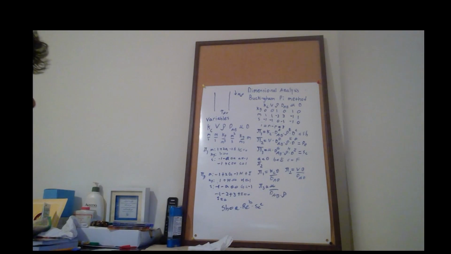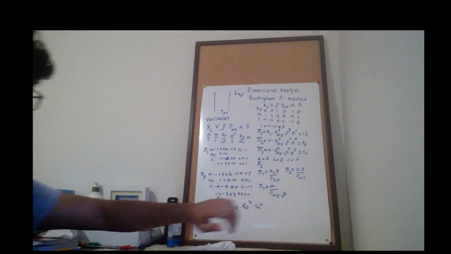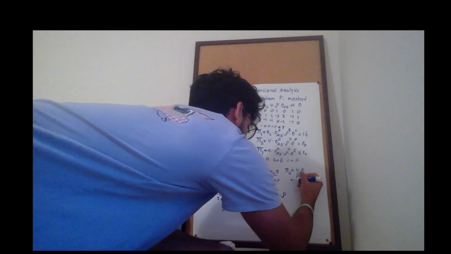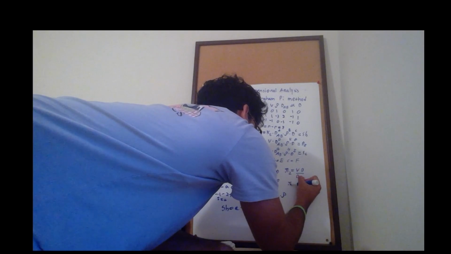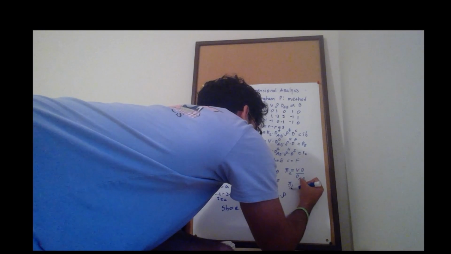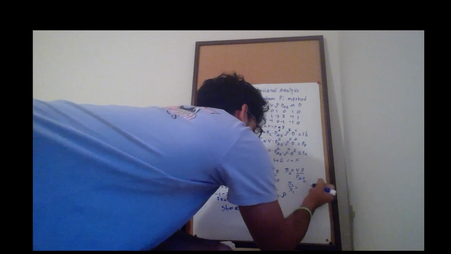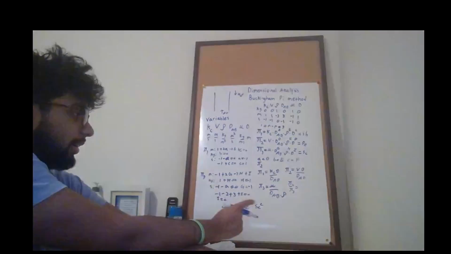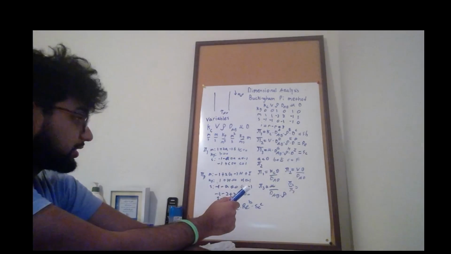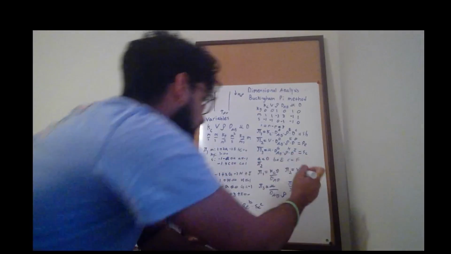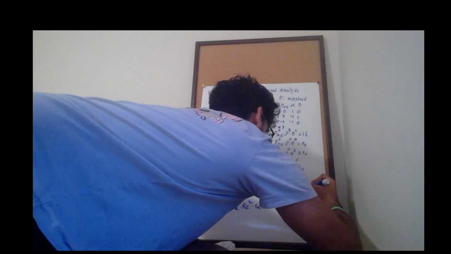And once again, to get our Reynolds number, that is going to be pi 2 divided by pi 3. So our mass diffusivity is going to cancel out, and it's going to leave us with the velocity times the diameter times the density over the viscosity.